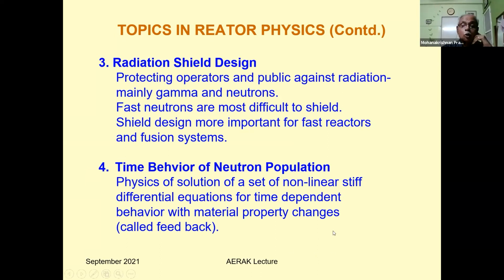Time behavior of neutron population. How? See, it does not always happen that the reactor operates steadily. Suddenly it can go into a transient, that is, a sudden increase or decrease in population. So how to monitor that? This is the physics solution of a set of nonlinear stiff differential equations for time-dependent behavior with material property changes.